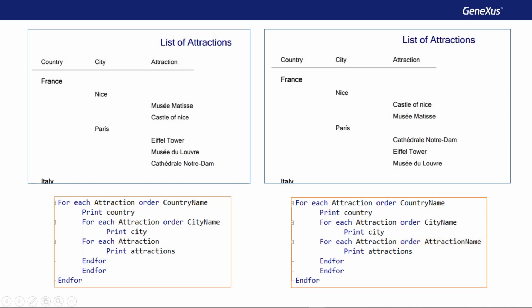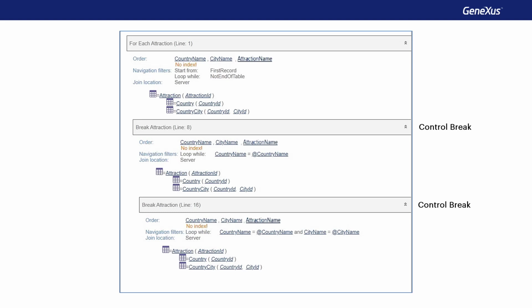As we've seen, the break criteria are in navigation filters. Here we're giving these instructions. Order the run by the set country name, city name, attraction name, and execute the body of the first for each where only the country name is printed. And next, execute the second for each, which, as long as the country name does not change, must print the print block that contains only city name. But then immediately execute the internal for each, where, as long as the country name, city name pair does not change, it must print the attraction name.